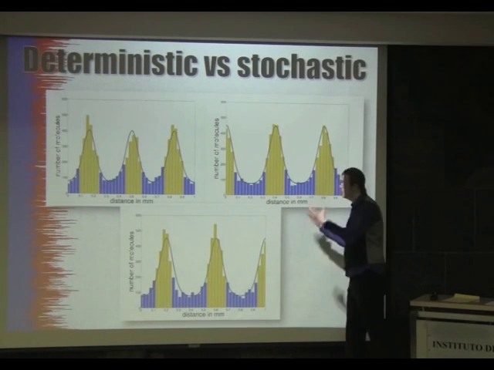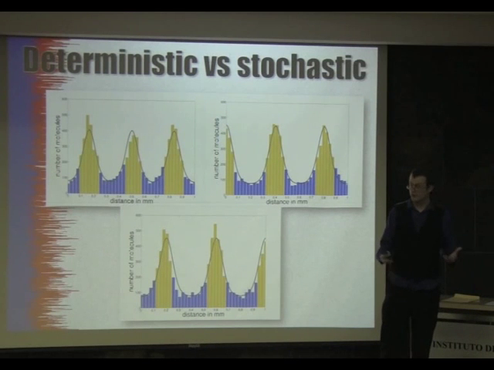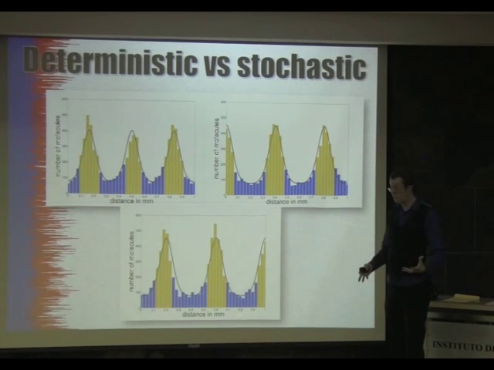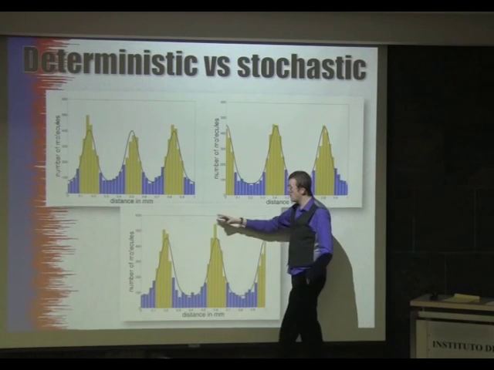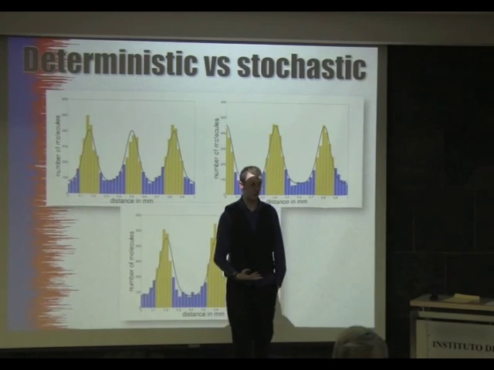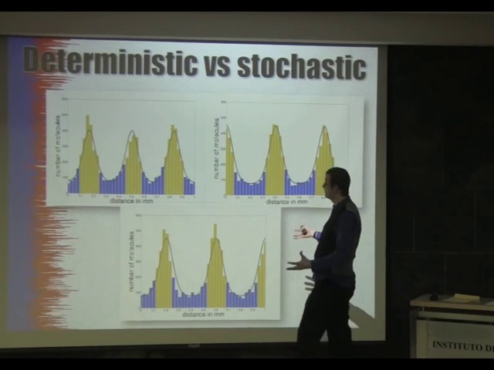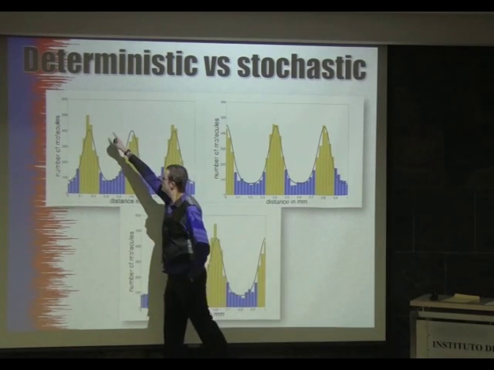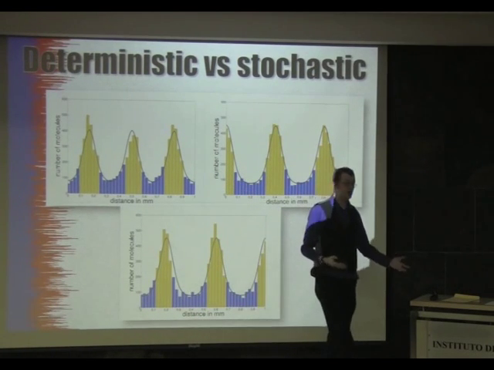So, first the question: do stochastics stop Turing patterns from existing? Thankfully, as we can see here, no. The lines are the deterministic solutions, the bar charts are the stochastic solutions. As you can see, the stochastic equations do pretty well. They can overshoot a little bit or undershoot, but on the whole, they look like the Turing patterns that they should.